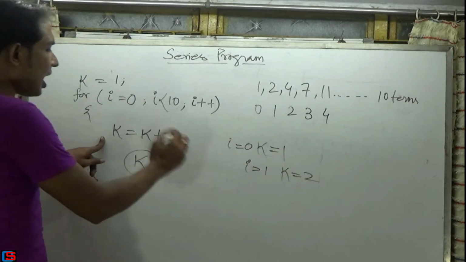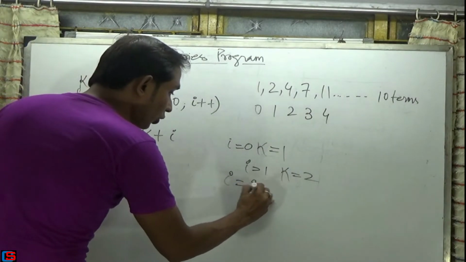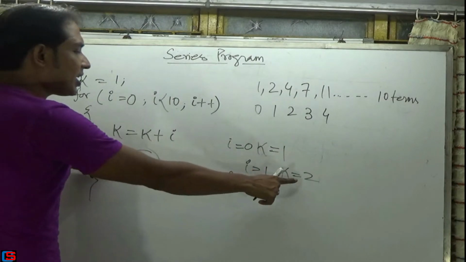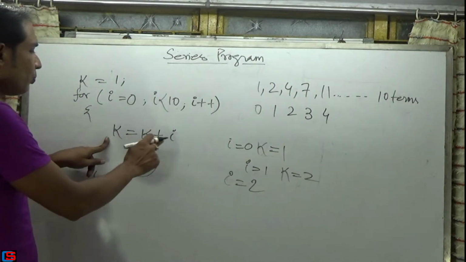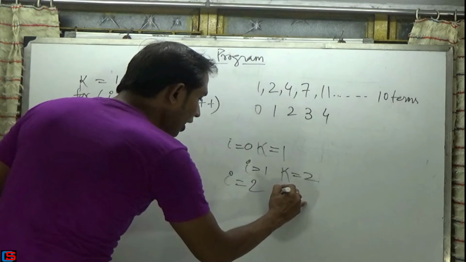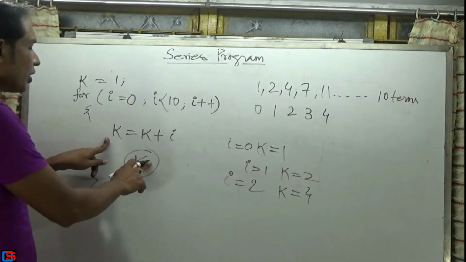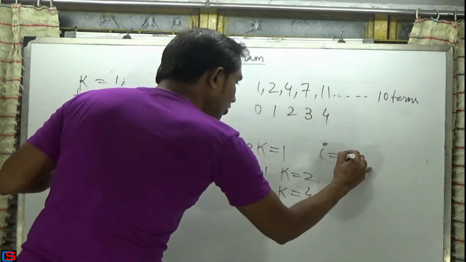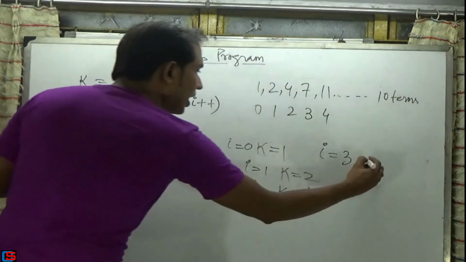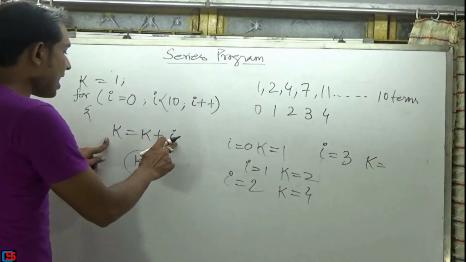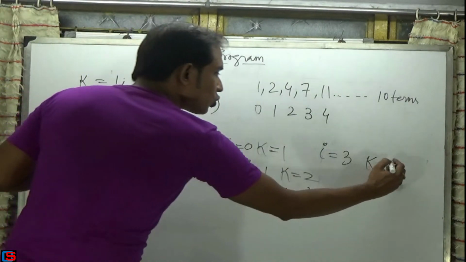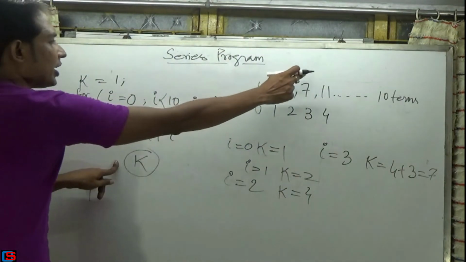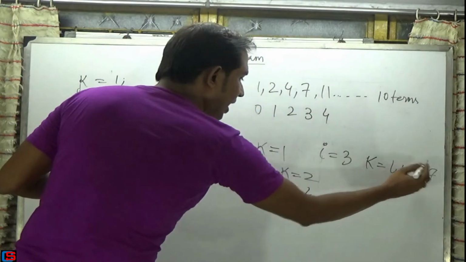Then I becomes 2, so k equals to k plus 2. The previous k value is 2, and 2 plus 2, so k becomes 4. Now 4 is printed. Now I equals to 3. What is the value of k? k equals to k plus I. The value of k is 4, so 4 plus 3 equals 7. Now 7 is printed here.